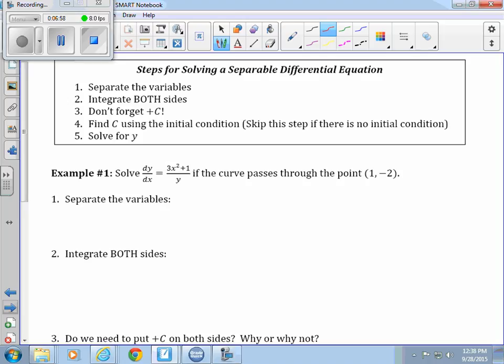Step 1, separate the variables. Step 2, integrate both sides. Step 3, don't forget plus c. Step 4, find the c if you have a condition that allows you to do so. And solve.